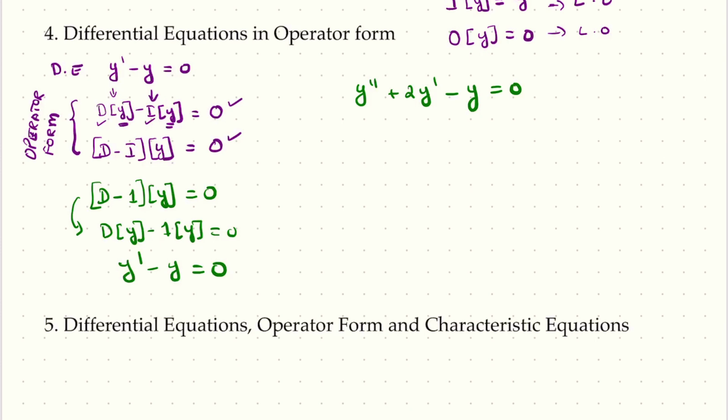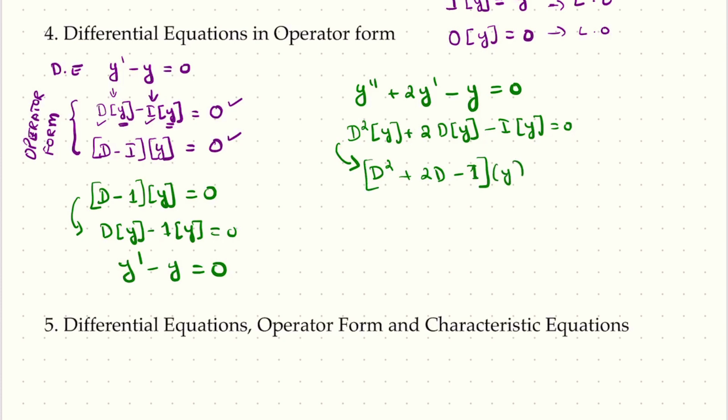That would be D squared of y, because it's the second derivative, plus 2 times D of y, that's the first derivative, minus I of y, or you can say 1 of y, equal to 0. And so if you want to write this in the operator form, that will be D squared plus 2D minus I, or you can say 1, either way is okay, of y, the function y, is equal to 0. That's the operator form.